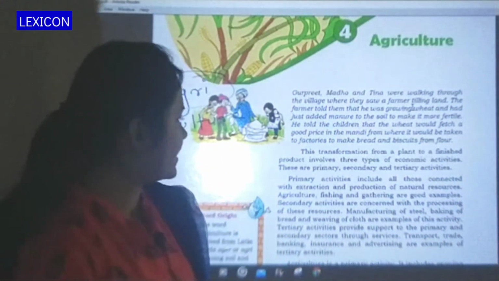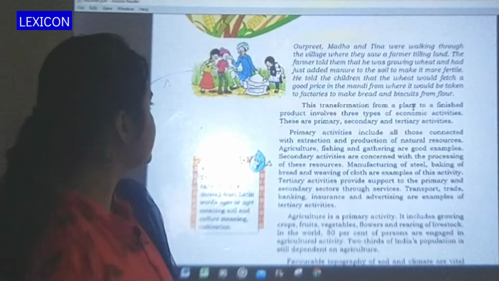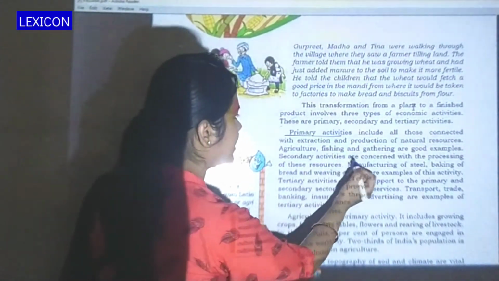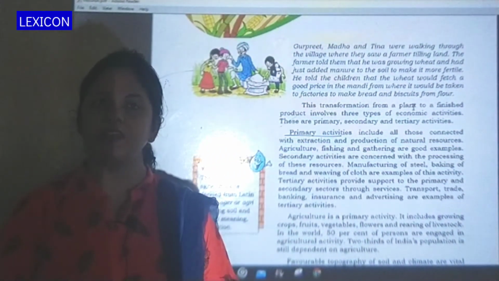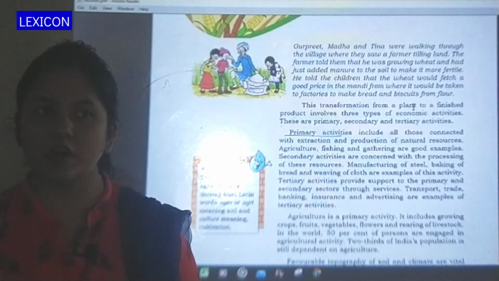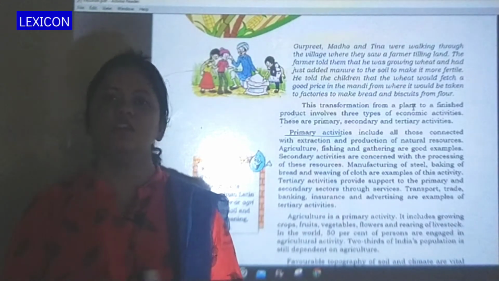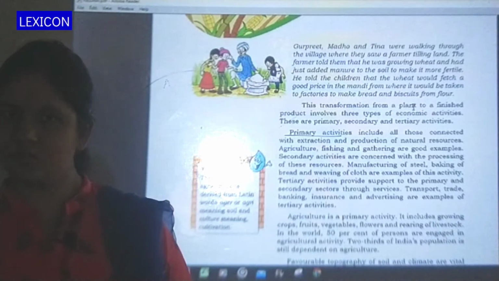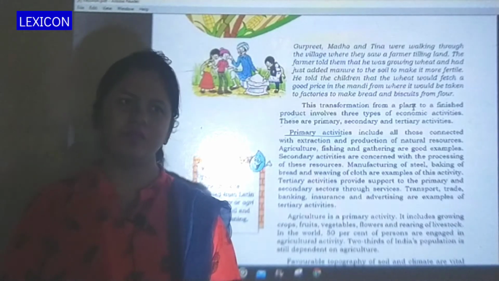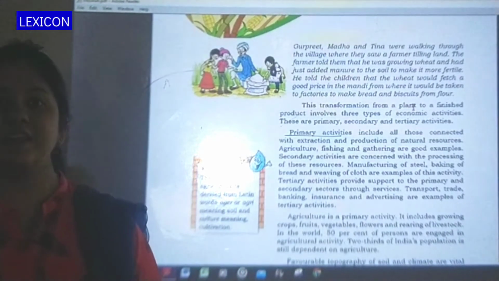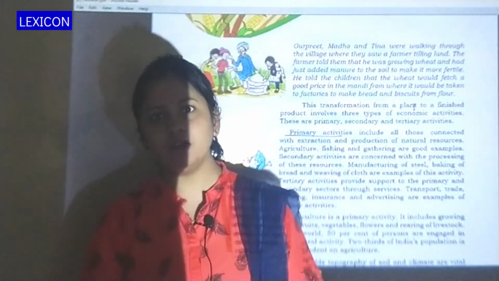So economic activities are divided into three types. First one is the primary activities, second one is the secondary activities, and the third one is the tertiary activities. Okay, what is primary activity? Like extraction or production of the natural resources. Now the question is, what is natural resources? The resources which are present in the nature are called natural resources. So agriculture is one of the primary activities where we are producing crops. Clear? Mining is also a primary activity because here we are extracting minerals from the earth core.